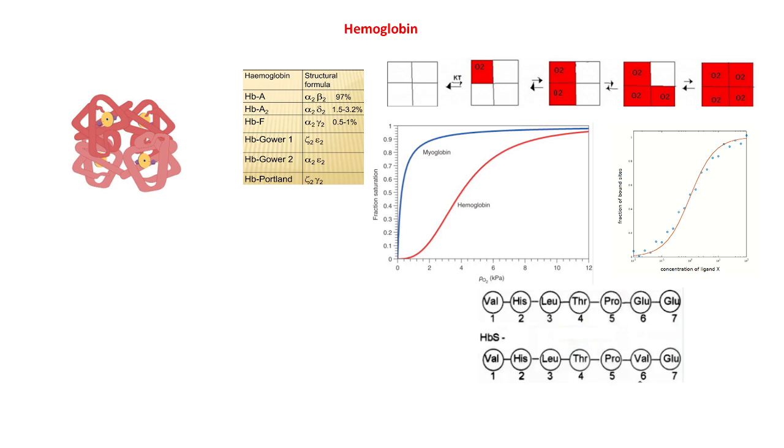So next come to the hemoglobin. So this is the structure of the hemoglobin, and the hemoglobin is found in all the vertebrates except the Arctic fish.